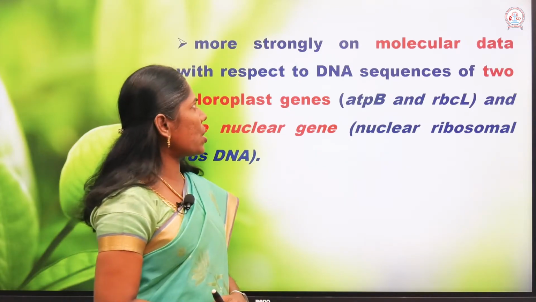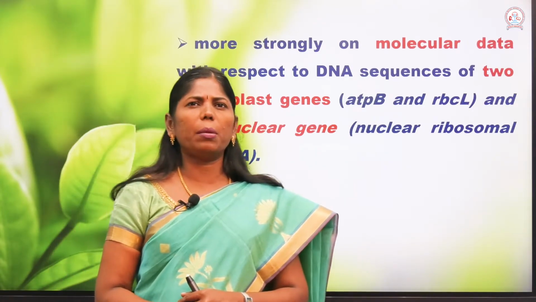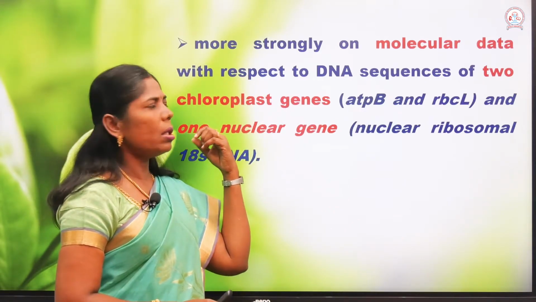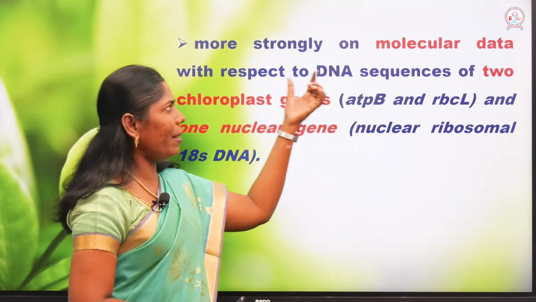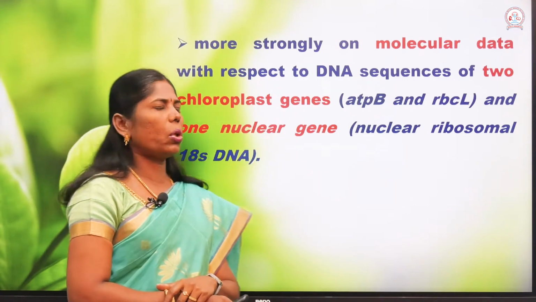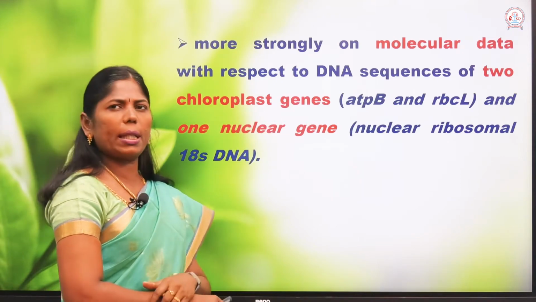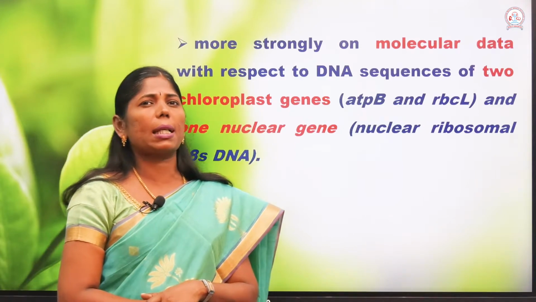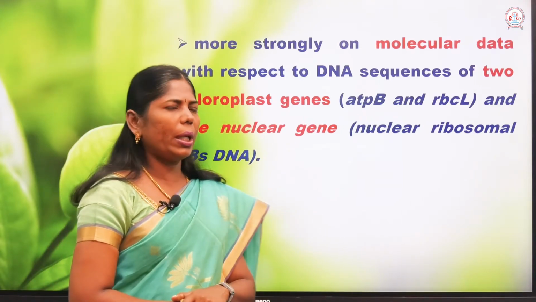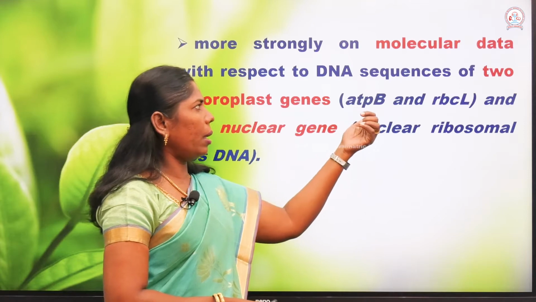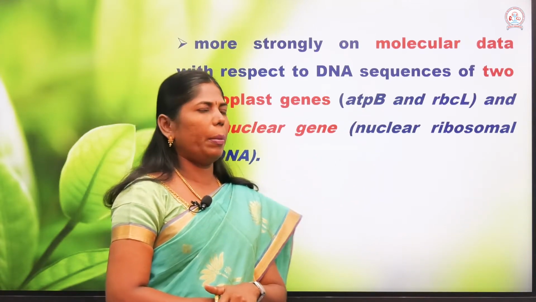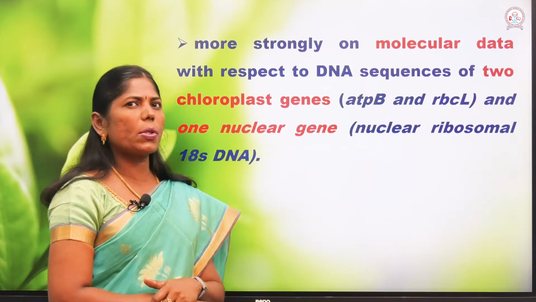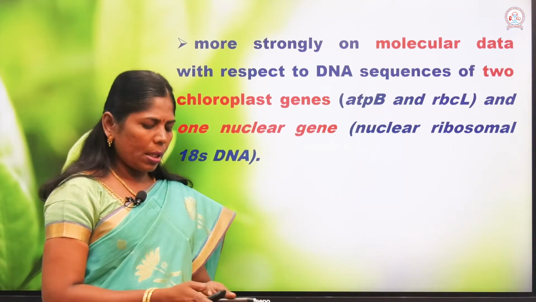In the APG classification, the most important characters are, most strongly, the molecular data. The molecular data means the DNA sequences of two chloroplast genes. Both are taken from chloroplast genes. The chloroplast and mitochondria are considered semi-autonomous cell organelles. The genes taken from them are atpB and rbcL, two genes. And one nuclear gene, taken from the nuclear ribosomal 18S DNA.